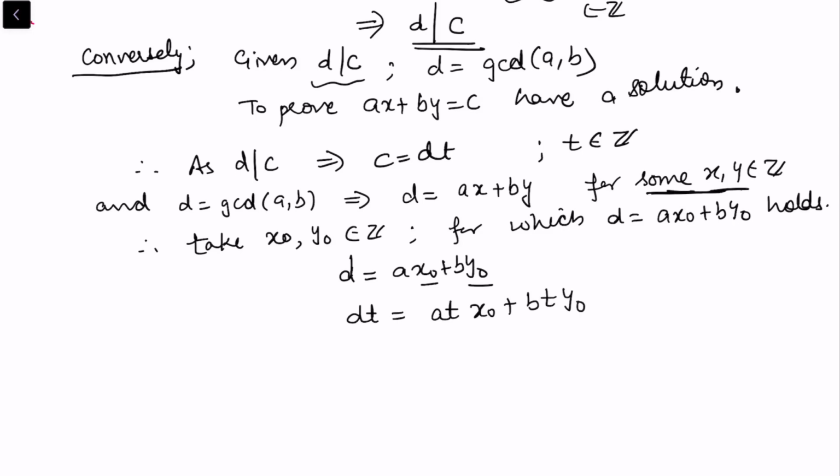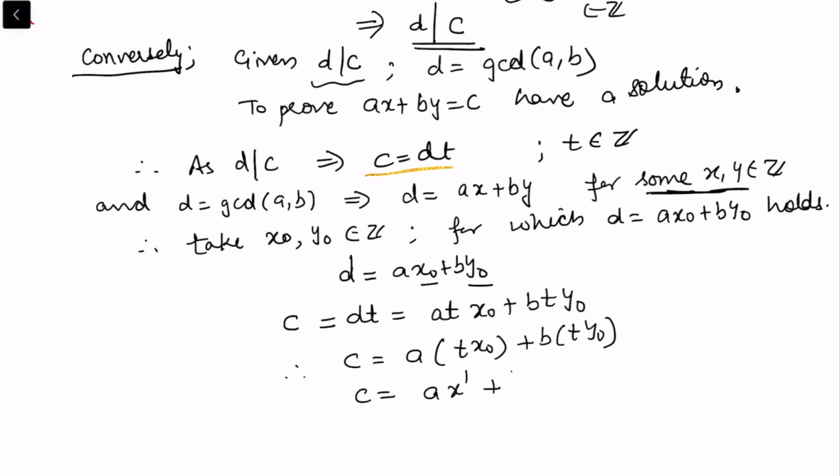And we already know that dt is same as c, so just replace this by c. So we get c is equal to a times t x naught plus b times t y naught. So this means c is equal to a x dash plus b y dash. And here x dash is t x naught, which belongs to integer of course, and y dash, which is t times y naught, also belongs to integer.